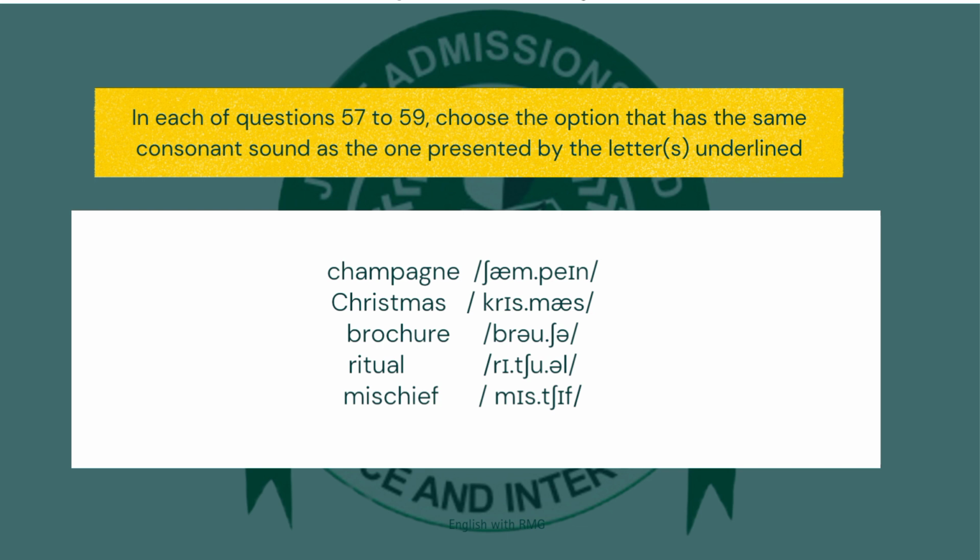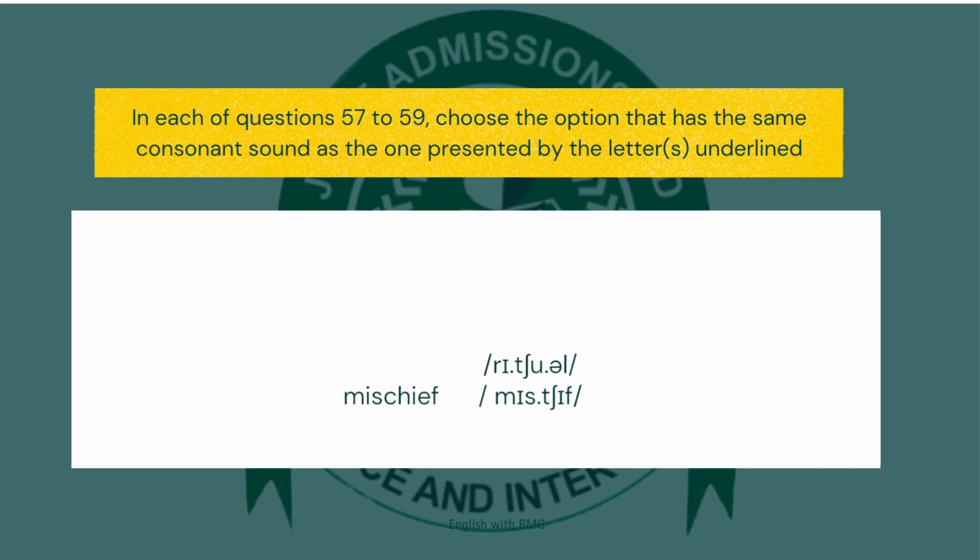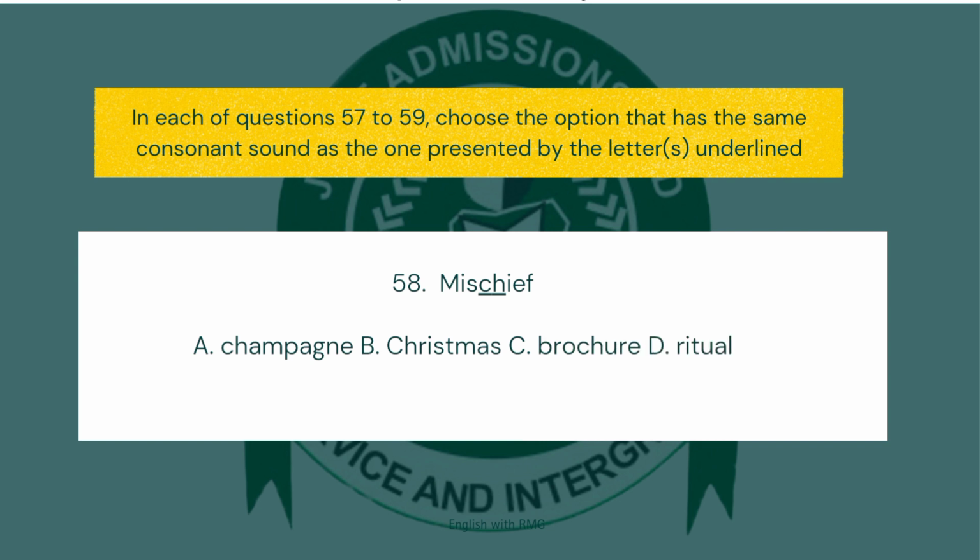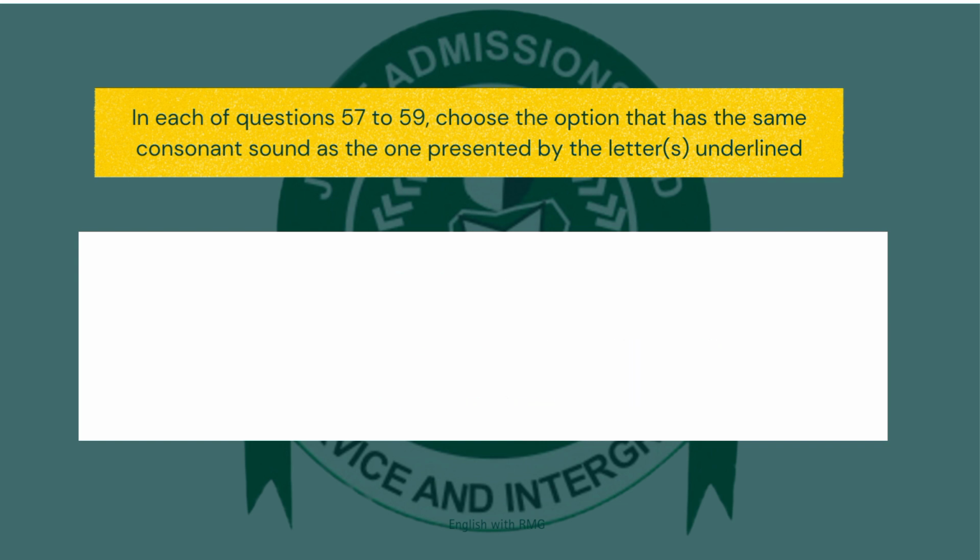Then we have mischief. So from the correct pronunciation of each now, which word has the same sound as the ch in mischief? You can tell from what I have put on the screen that our answer is going to be what? Ritual. Our answer is going to be ritual.